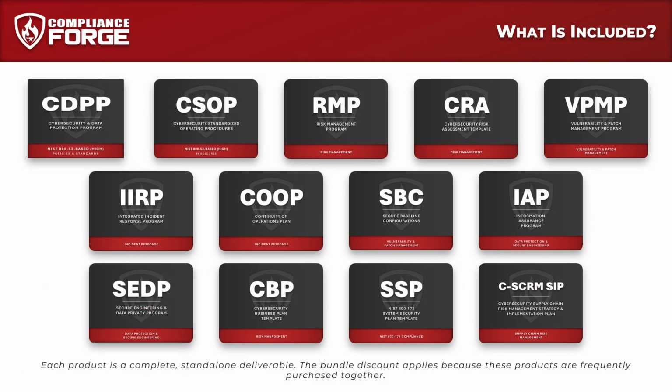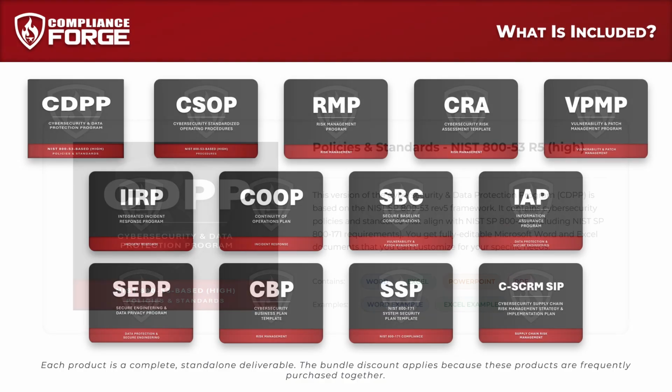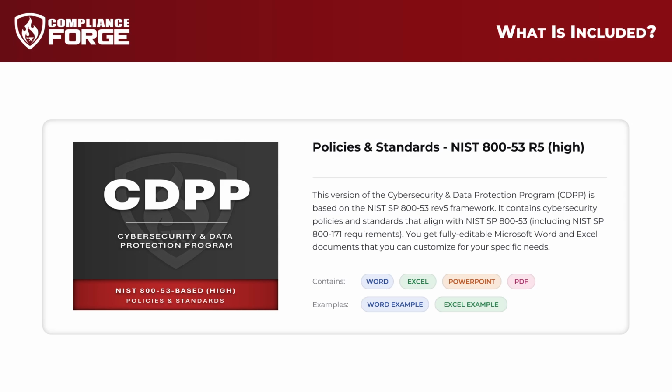So what do you actually receive? The bundle includes 13 ComplianceForge products delivered together at a discount. Each is a complete, standalone deliverable. The first is the Policies and Standards for NIST 853 Revision 5 High, the Cybersecurity and Data Protection Program.